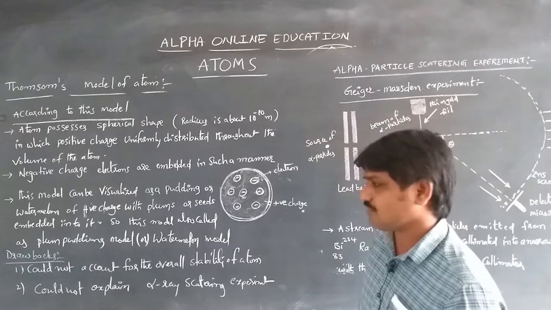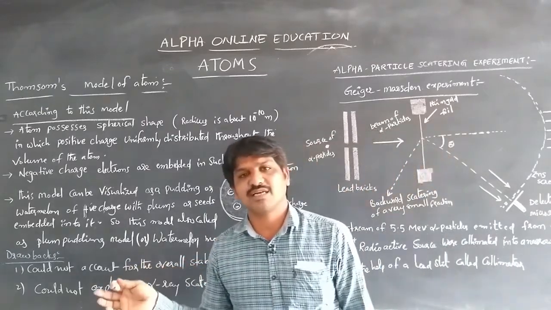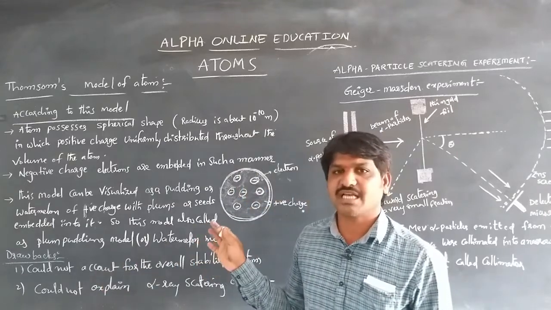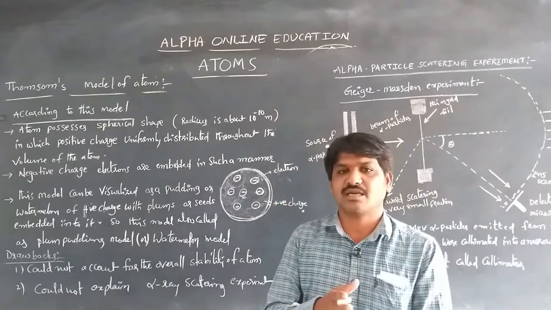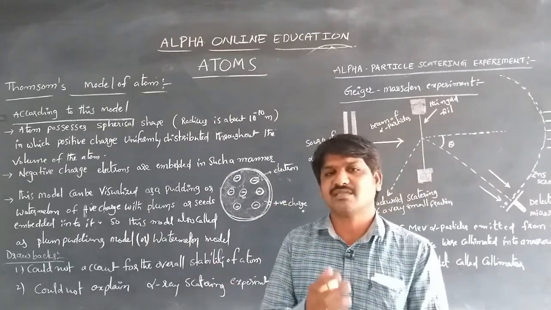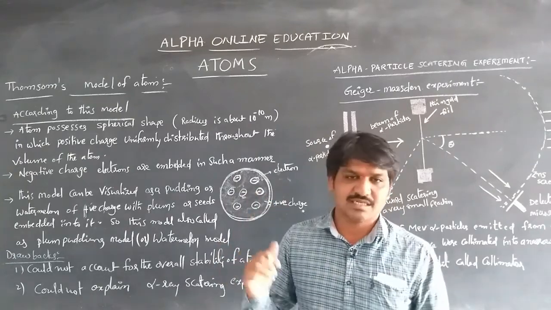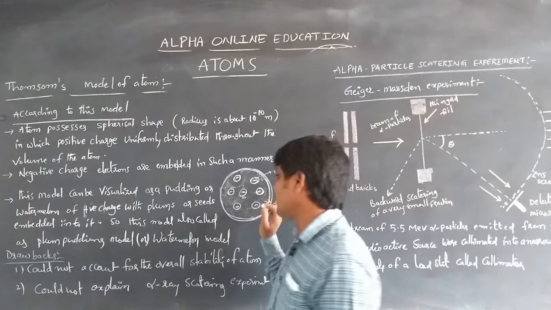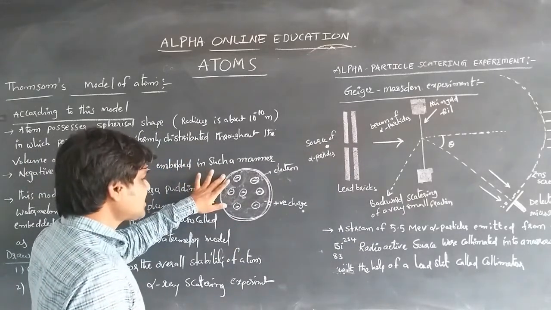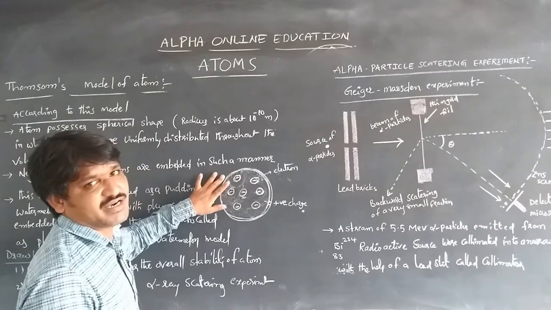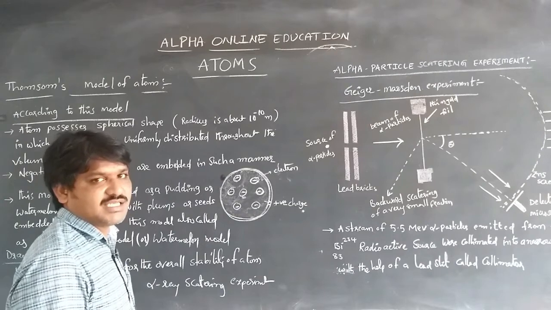In this case, he could not explain the stability of an atom. Also, when an alpha particle is incident on atoms, the alpha particle scattering experiment is not explained by Thomson's model of an atom. So the drawbacks of J.J. Thomson's model are that he could not explain the stability of an atom, and he could not explain the alpha particle scattering experiment.